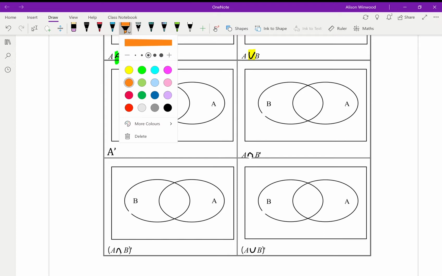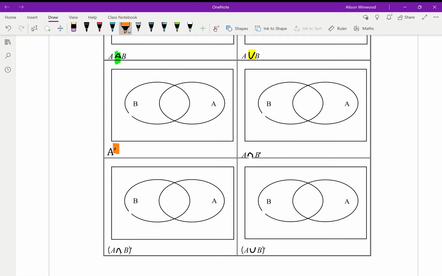The dash symbol means the complement, means everything that's not in A. So we want to go around the outside of set A. And it doesn't matter whether we've got things inside B or things outside B. We're not interested in B at all. It's purely that we are not inside A.